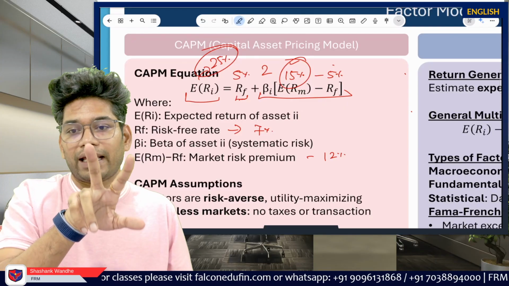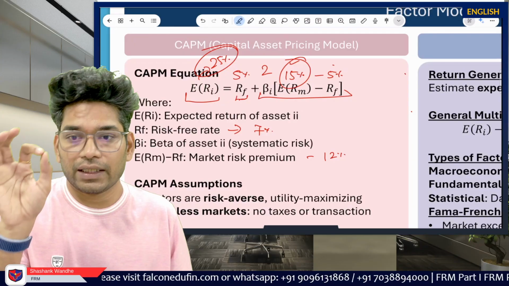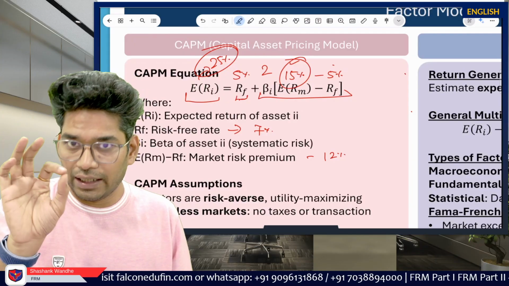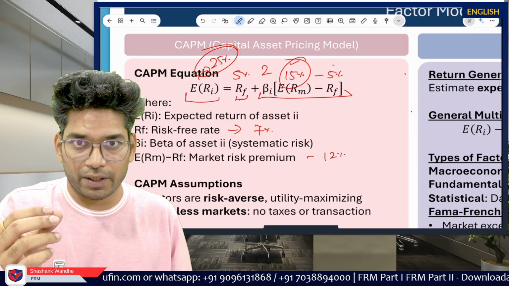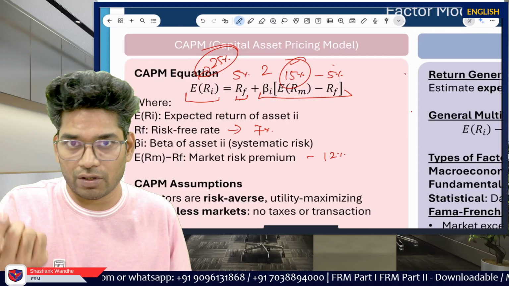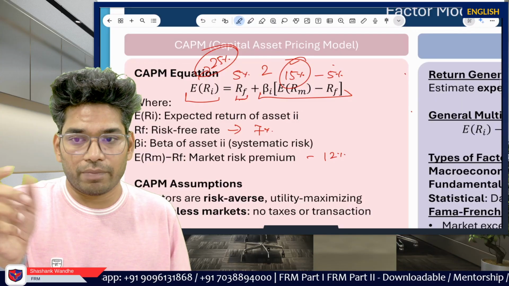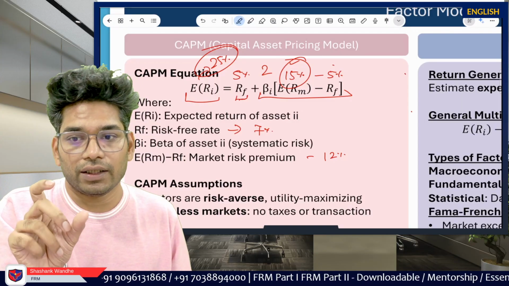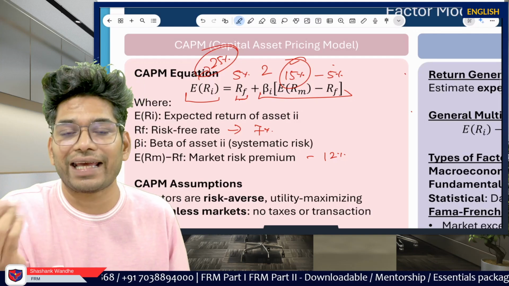Just because you are taking the double risk, your return is not going to get doubled. You are taking double risk compared to the market. Market's expected return is 15%. You are taking twice the risk of the market, so you should not get the 30% return, because remember, the extra return is based on the extra risk taken by investing in the market.